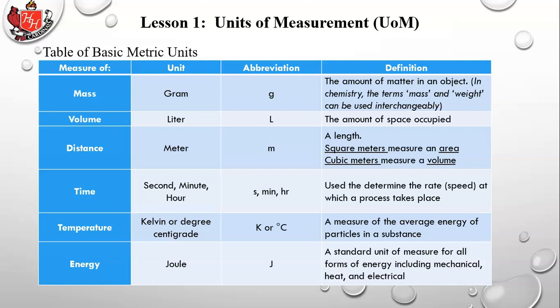Volume is liters. You've all purchased a 1 liter bottle of soda. You know what that is. Distance is in meters. There are meter sticks in the room. Time is what you think it is: seconds, minutes, hours. It could also be calendar time: days, weeks, months, years. Temperature is either in Kelvin or centigrade. We don't use the Fahrenheit system in chemistry that's used here in the United States. And energy is something you're not used to talking about in everyday life as far as the units of measure, but it's called a joule. That's a unit you'll see almost every day in class.